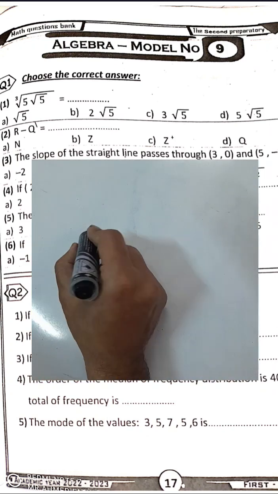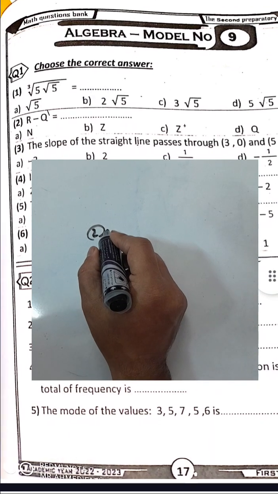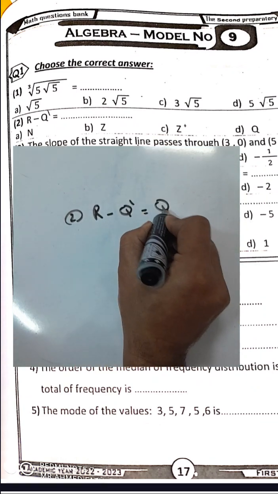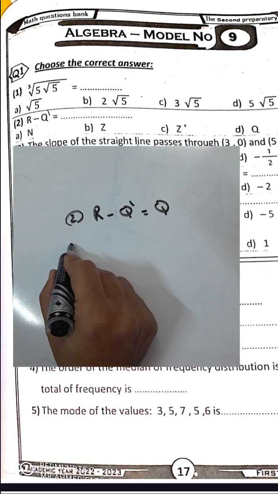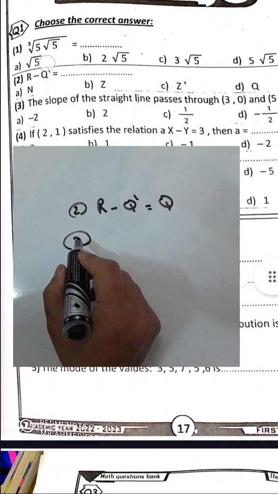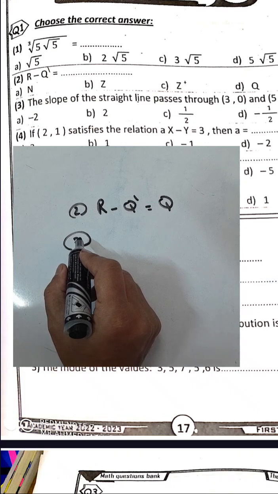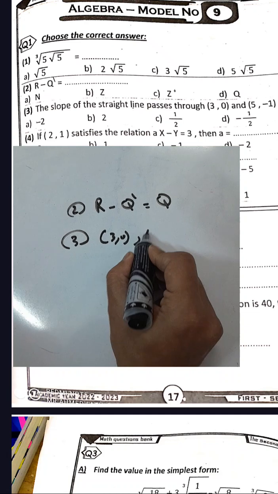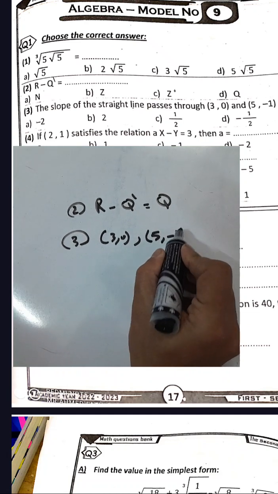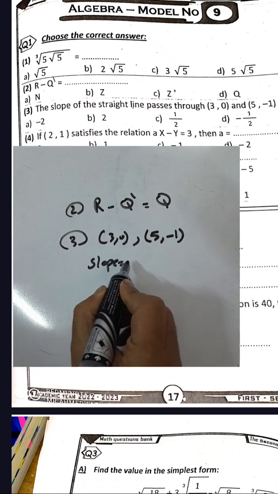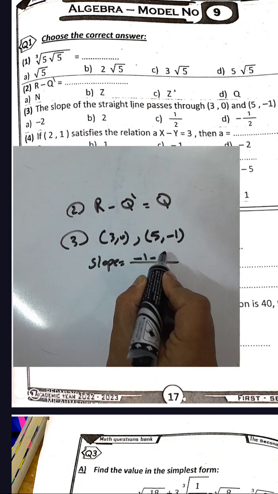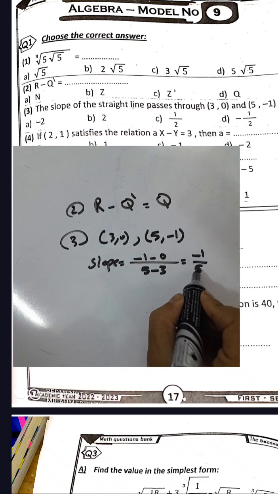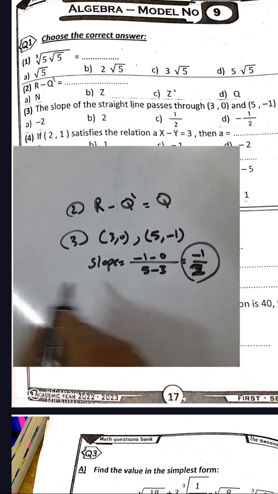Question number 2. Real numbers subtracted by irrational numbers will be rational numbers. Choose letter D. Question number 3. The slope of the straight line passes through the points (3, 0) and (5, -1). We can find the slope: y2 minus y1 over x2 minus x1. The result will be -1 over 2. The result will be -half.